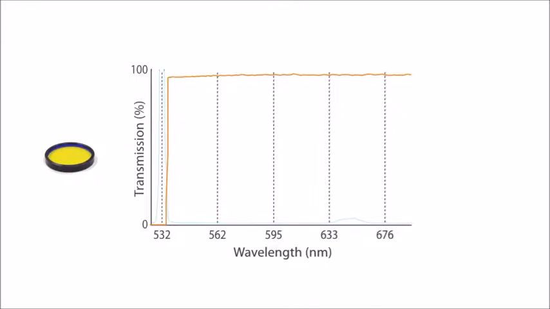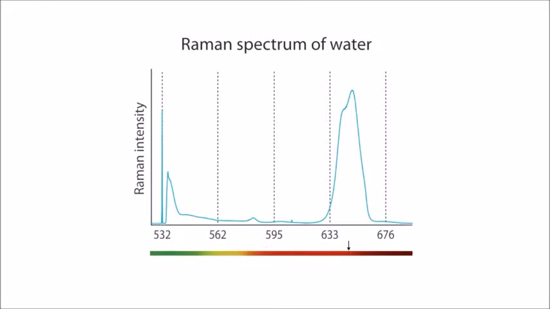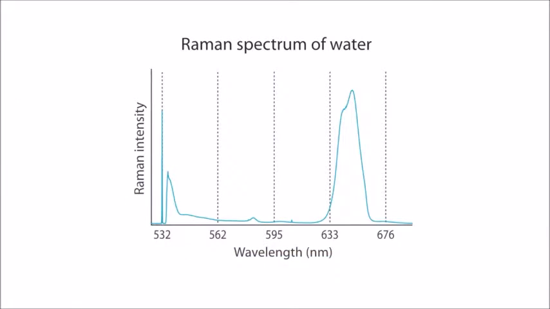Next, by using the filter, Rayleigh scattered light at 532 nanometers is blocked. Now, the Raman scattered light emitted at a longer wavelength is visible. This is the Raman spectrum of water. When using an excitation wavelength of 532 nanometers, the Raman peak of water appears around 650 nanometers, the wavelength of the color red. That is why the Raman light was visible as red light.